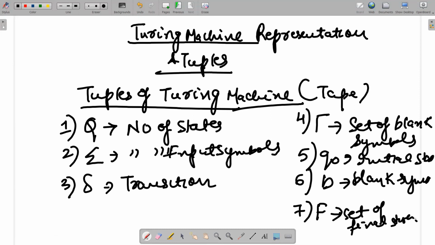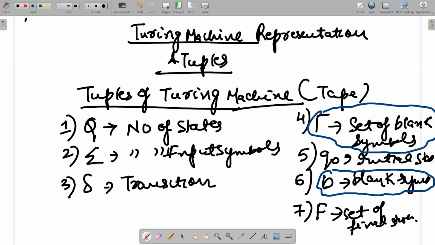So the important point that you need to understand is that in pushdown automata we had the concept of a set of pushdown symbols, and over there we had an initial pushdown symbol. Now over here we have a set of tape symbols and a blank symbol, which is represented by B.